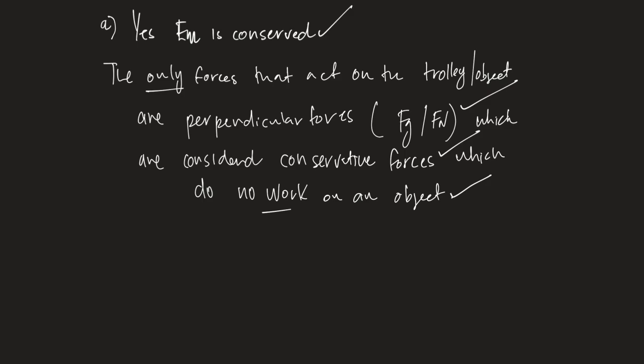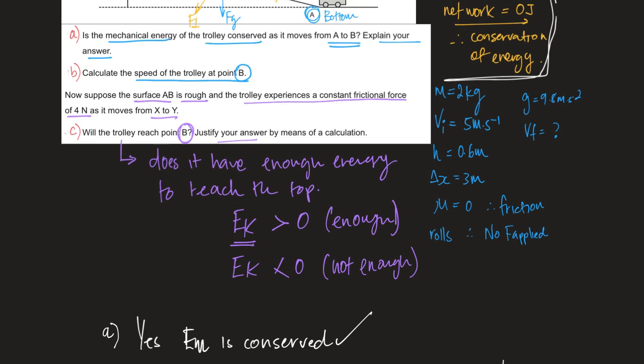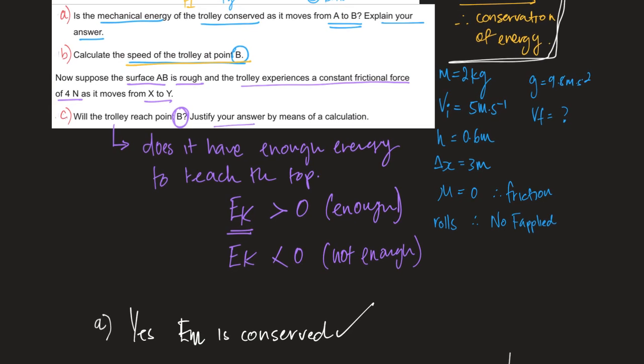The next one is B. B says they want the speed of the trolley at point B. Speed of the trolley means they are looking for V final. In this situation, if I'm looking for V final, I know I can't use W_NC. I'm not allowed to use that formula because I don't have any applied forces or frictional forces. I need to use a formula that leads to conservation of energy.